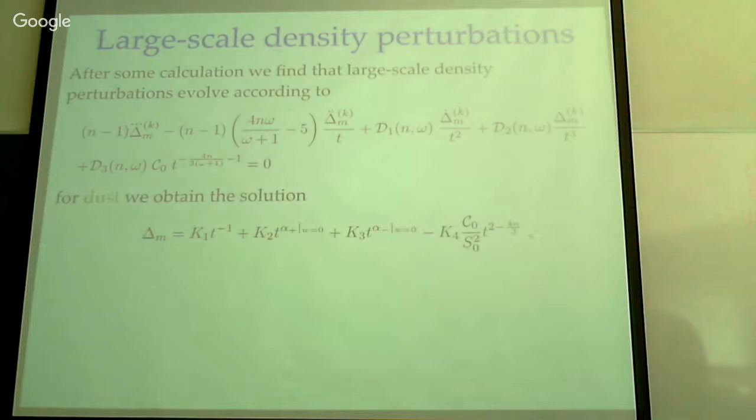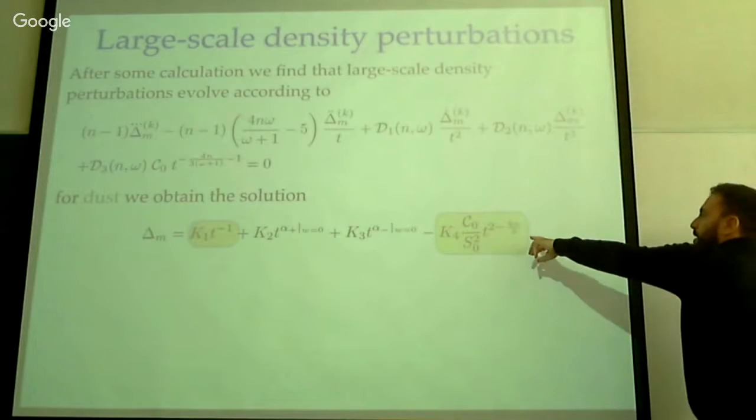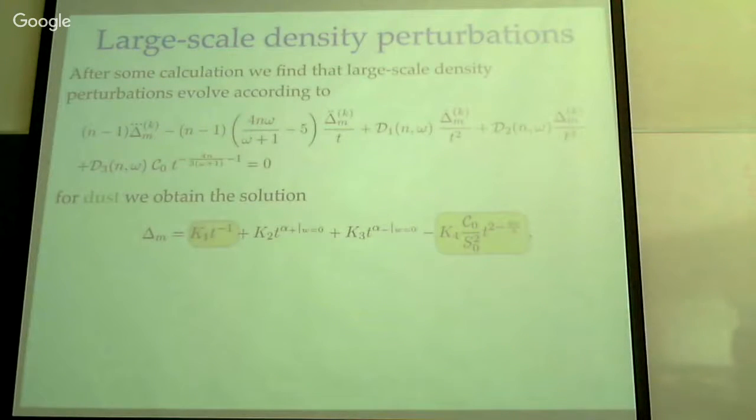You can solve it exactly. So what you get is that the matter fluctuation has a solution which has 4 modes. 2 of them are related to GR. So t to the minus 1 is the one that we find in GR. This guy here is the one in GR when n is equal to 1. And then there are these two. This is of course derived in terms of dust, just because we want to get rid of the dependence on omega. There is no problem in finding the solution for other values of omega.